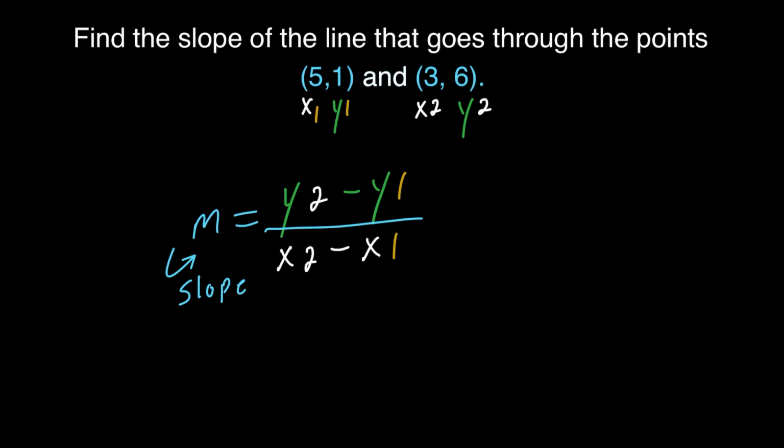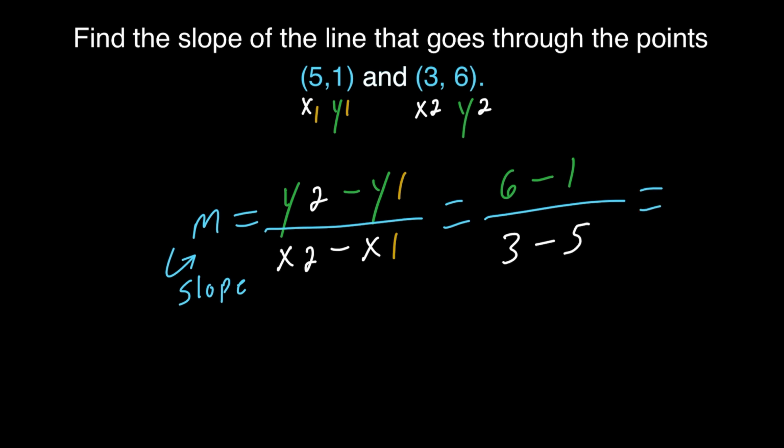Now with these in mind, let's substitute them into our formula. So all of this would equal y2, which is equivalent to 6, so we would put 6, minus y1. y1 equals 1. All of this over x2. What is x2? x2 is 3, right over here, so we would put 3 minus, and what is x1? x1 is 5, so 3 minus 5.